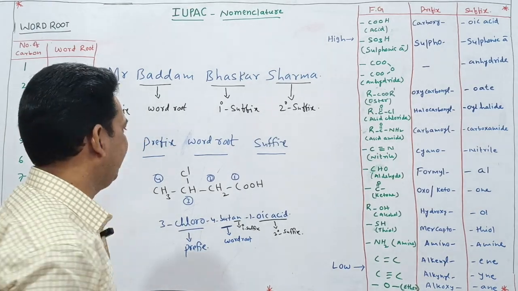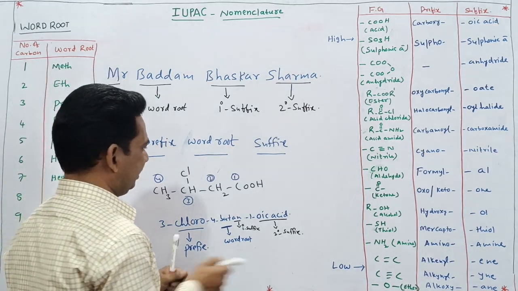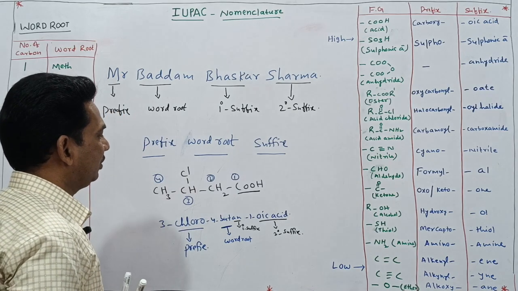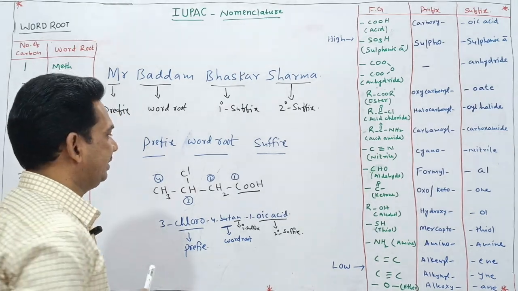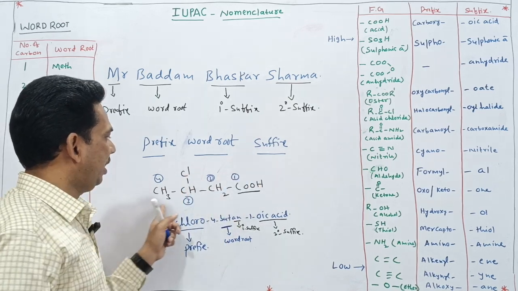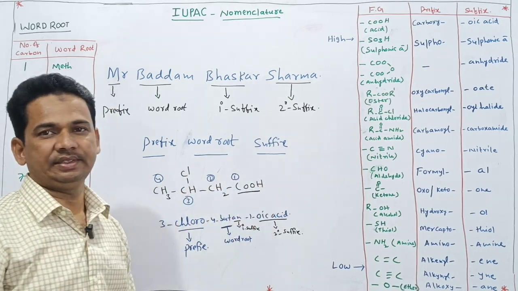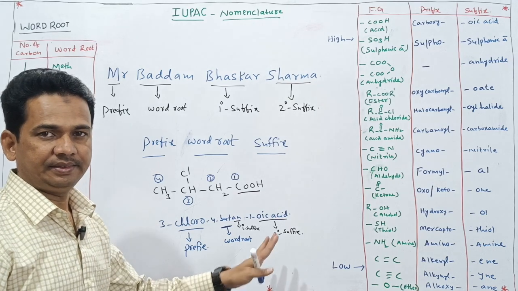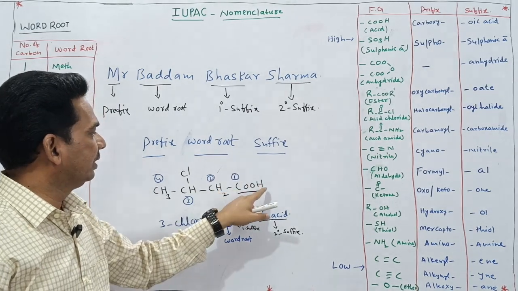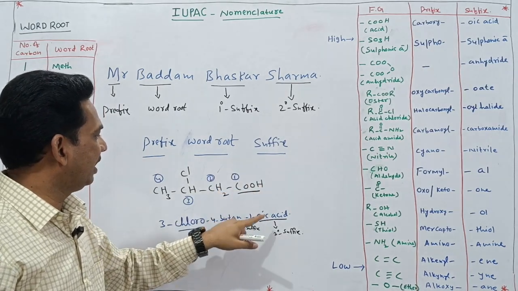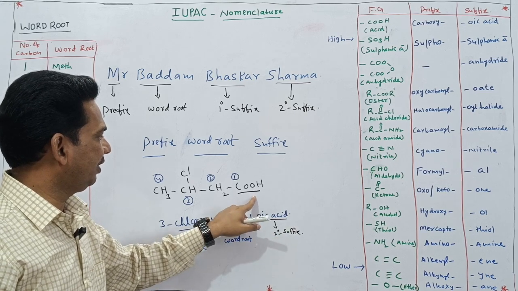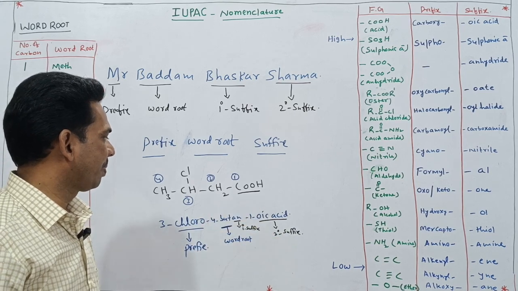Here you can see this acid group. It tells us that it belongs to the acid family. Acid tells about the family of this compound. This compound belongs to the acid, by what? By the carboxylic acid group. That's why it is called the secondary suffix, because it tells about the family of this compound.